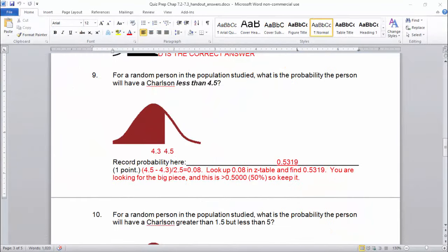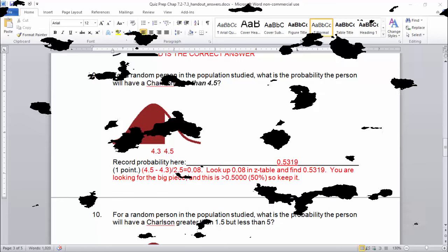And I just wanted to show you a screenshot of the answer here. Much neater, you know, when you have some time and you aren't just drawing these normal curves on the fly, you can make them very nice. But still, the answer is the same. So let's move on to question 10 because that's a little harder.